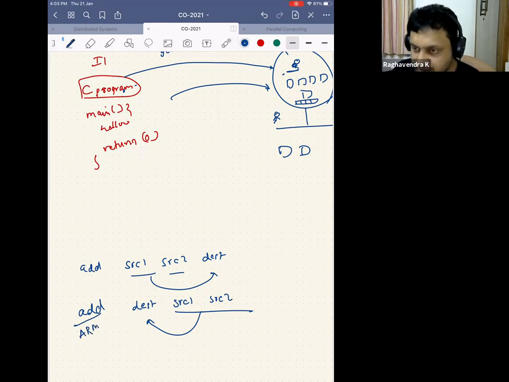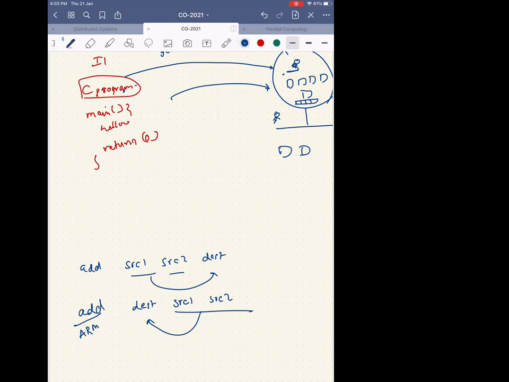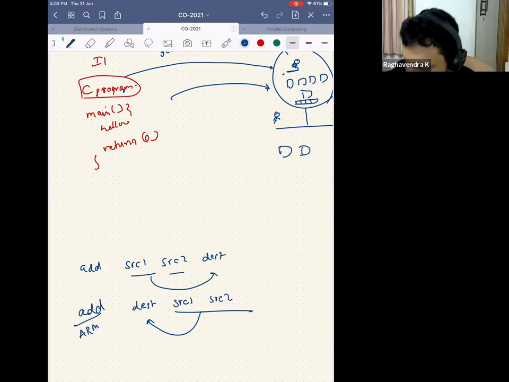So there is an x86 architecture, ARM architecture. In your lab, you will be learning an architecture called MIPS architecture. There is DEC Alpha architecture. Right. There was 8085 architecture. There was 8081 architecture.